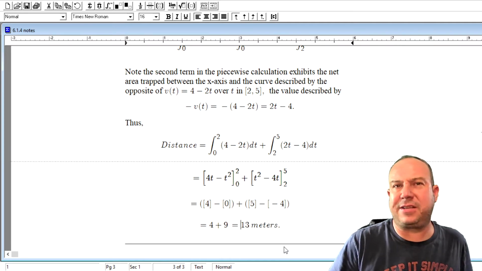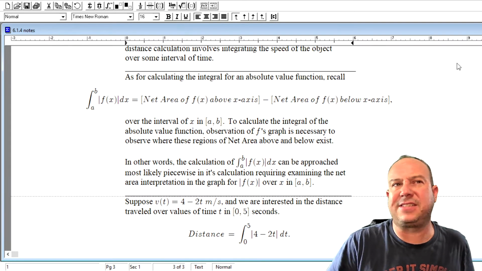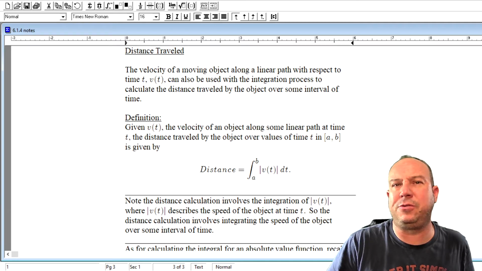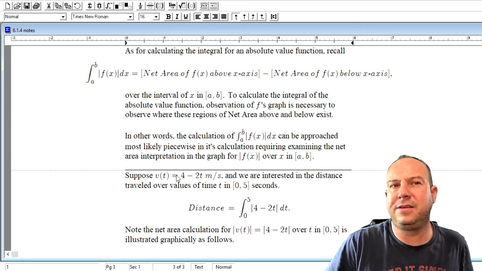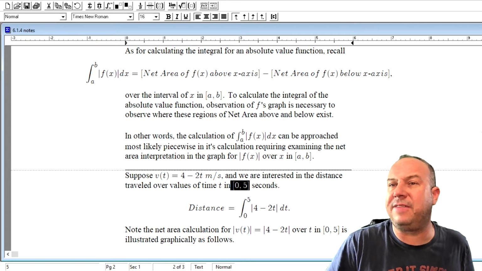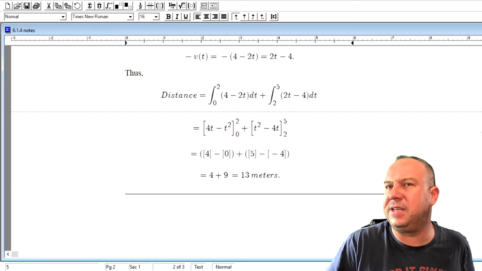An object whose velocity is described by 4 minus 2t, all right? If it happens, well, the distance it travels over time, t, in the interval from 0 to 5, is 13 meters in distance. It's this 13 meters we calculate down below here.